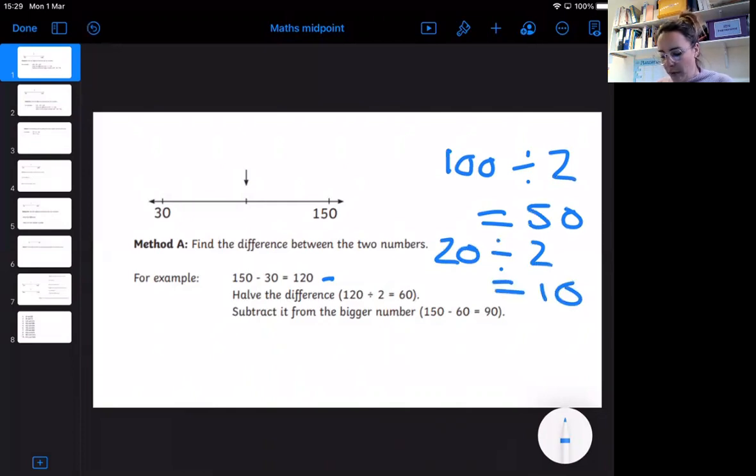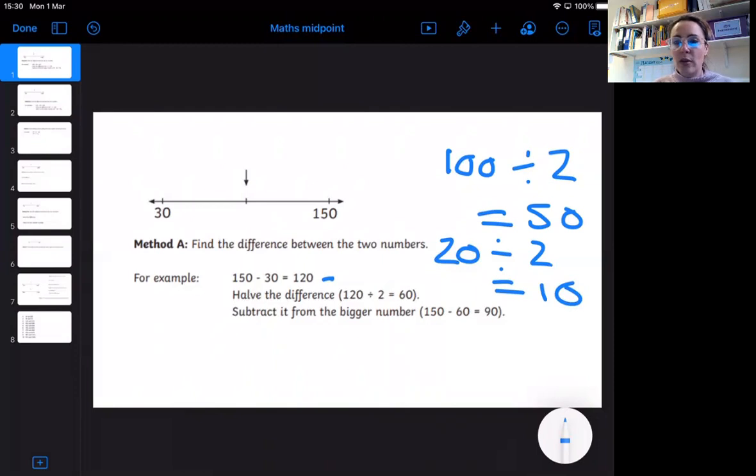So we've got 150 take away 30 is 120. Going to half the difference, so 120 divided by 2 is 60, and then you subtract that difference from the bigger number. 150 take away 60 is 90. You can work out that subtraction any way that you find easiest.